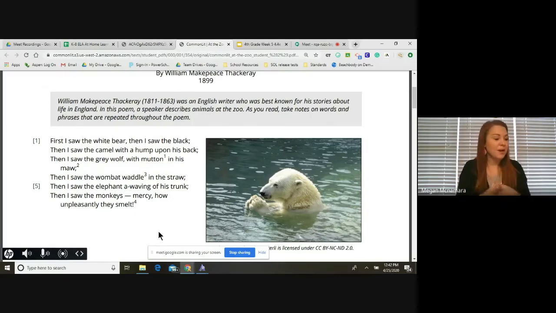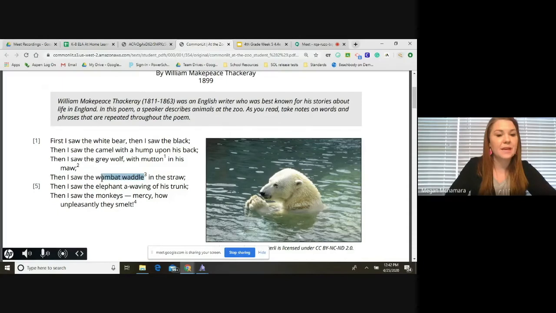All right, so we want to be looking for alliteration and rhyme in this poem. Let's start with alliteration. I saw two examples of alliteration in this poem. The first one I noticed at line 4 of the second stanza. Line 4 has wombat waddle. They both start with the same sound. So that is an example of alliteration.